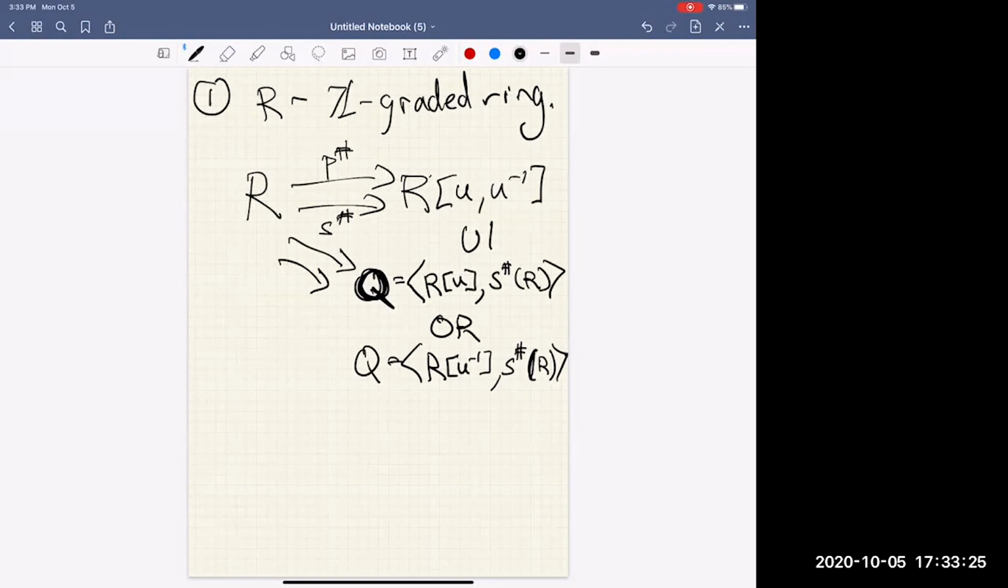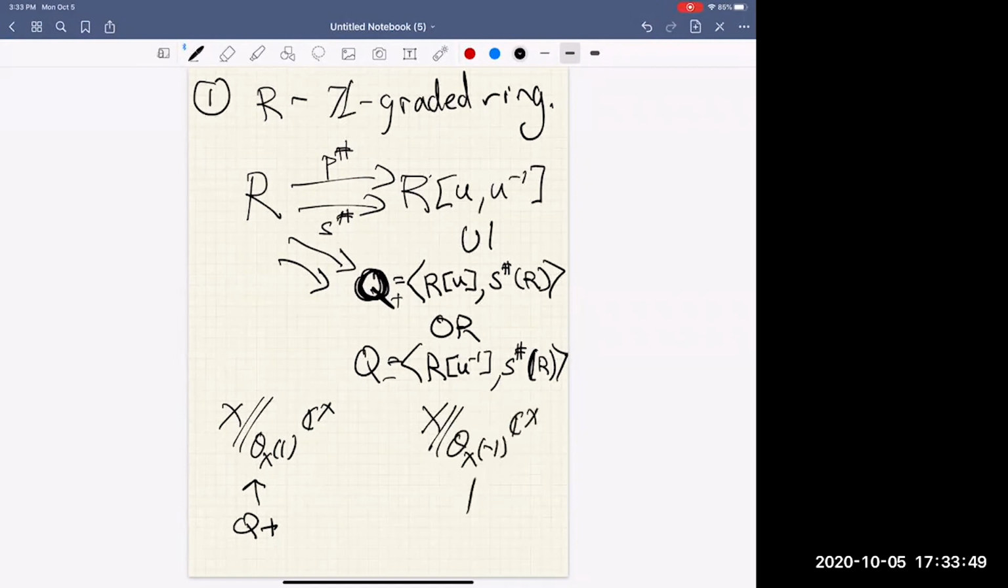Okay, so then in this example, X mod C star, if I call this Q plus and this Q minus, this corresponds to Q plus. This comes from taking away the boundary of Q plus, and the other GIT quotient came from taking away the boundary of Q minus.